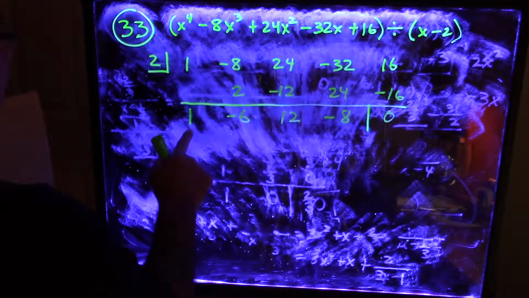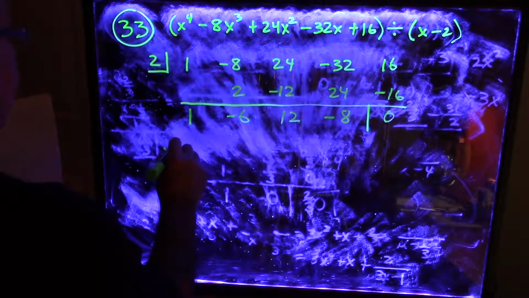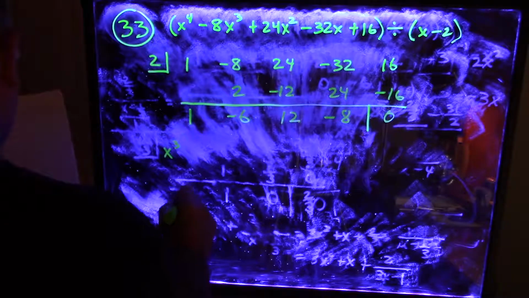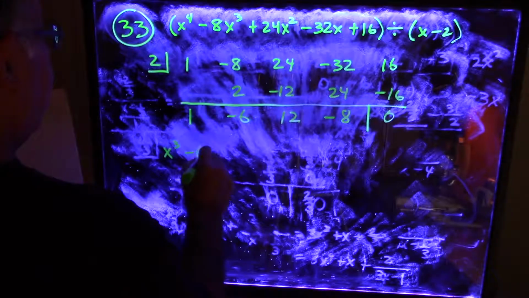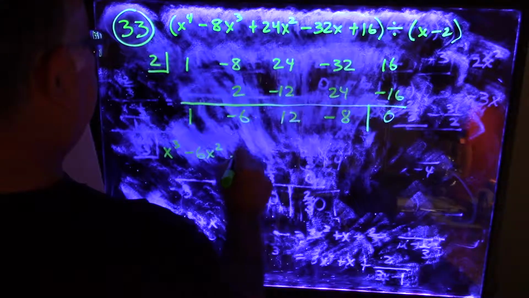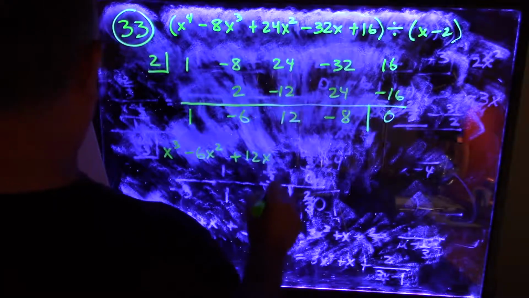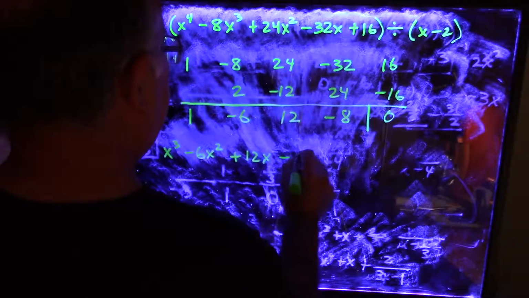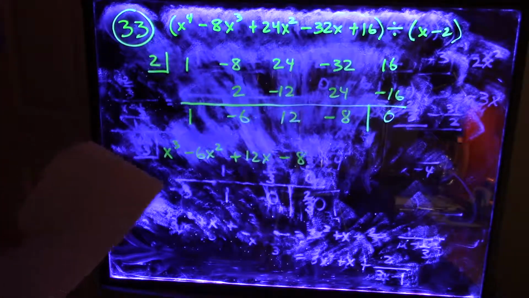So the answer is x cubed minus 6x squared plus 12x minus 8. There's your quotient.